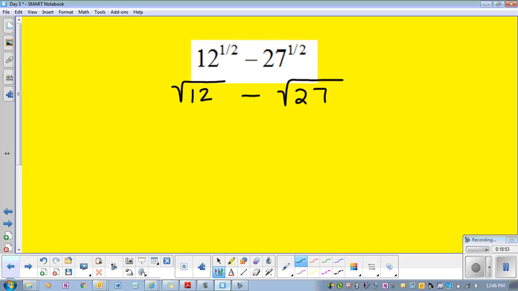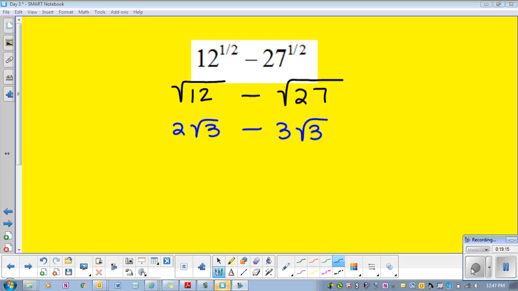Can I subtract it just the way it is? No. Simplify both of them, please. You guys do that. So for this, you should have 2 root 3 minus 3 root 3. Yes? Okay. If you don't have this, let me know.